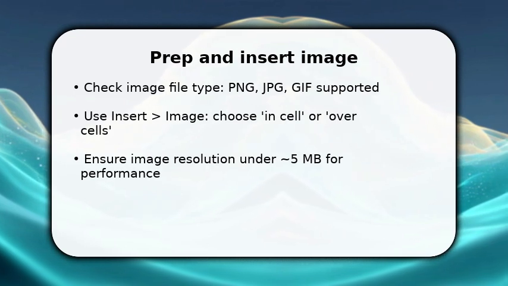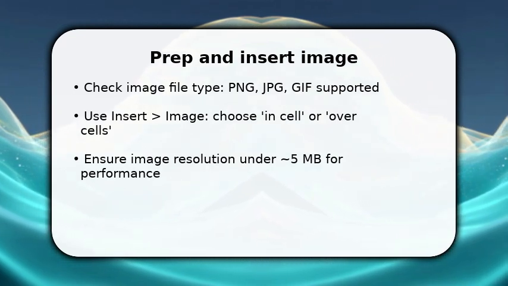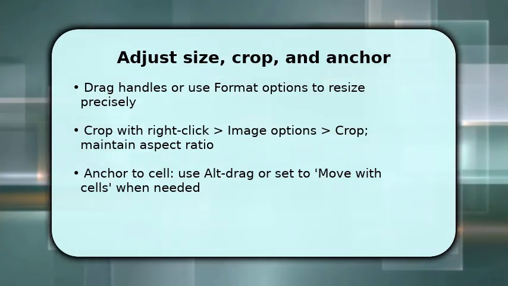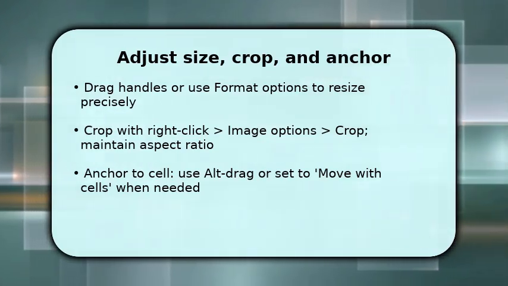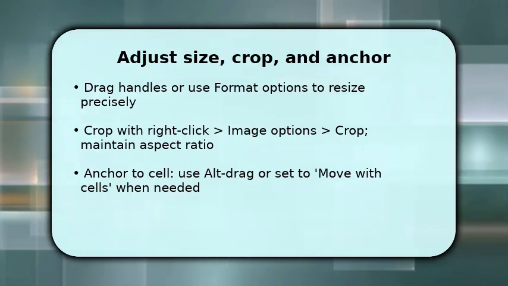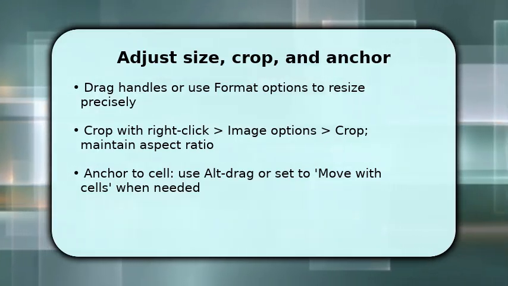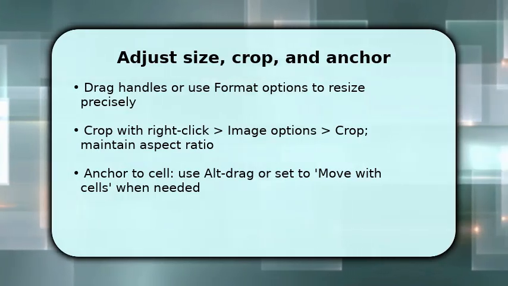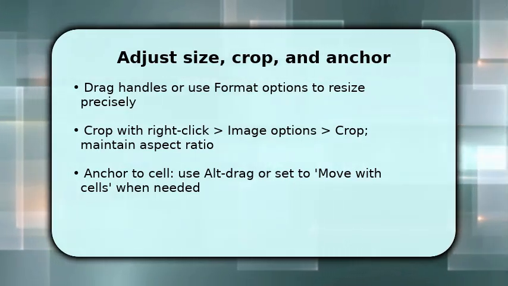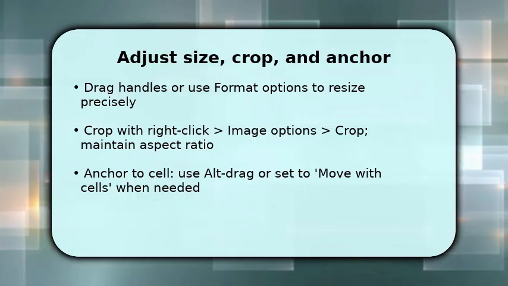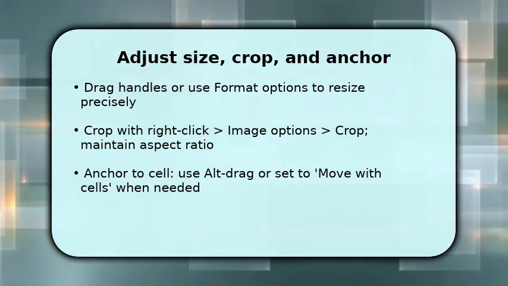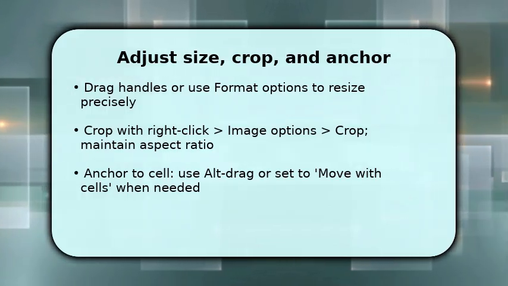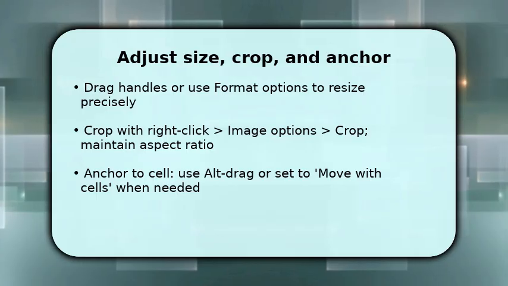Now refine how the image fits your layout by resizing, cropping, and anchoring. You can drag the corner handles for coarse resizing and use Format Image options for exact pixel changes. Keep aspect ratio checked to avoid distortion. For cropping, open the crop tool to remove margins rather than stretching. Then pick anchoring. Set the image to move with cells if you expect row resizing, or fix position if you want it stable. These steps finish by aligning and locking the image so it stays correct across edits.